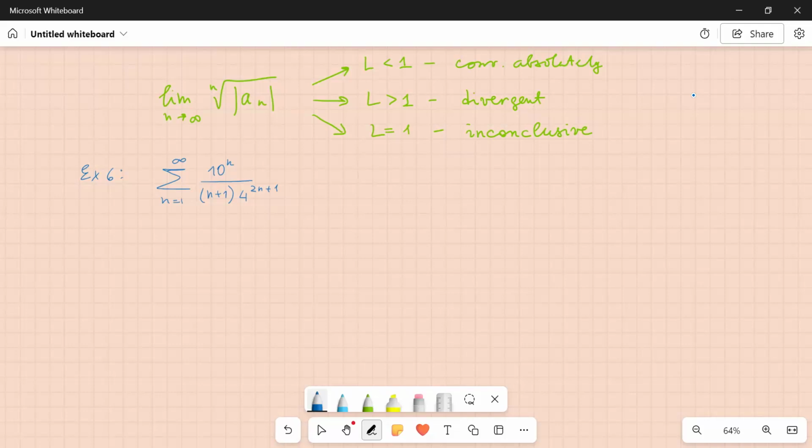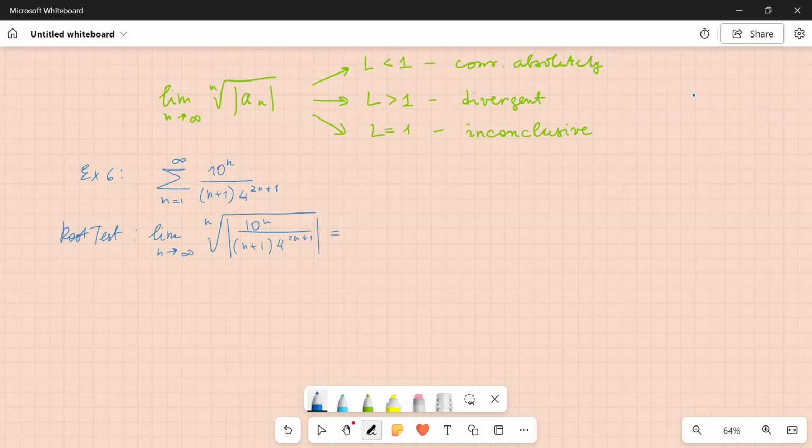So this series does not have any variation of sign in its terms. So I'm going to write down the root test. Limit as n approaches infinity of the nth root of 10 to the power of n over, in the denominator, 4 to the power of 2n plus 1. Guys, here you can take the absolute value, but it's not necessary just because everything is positive.